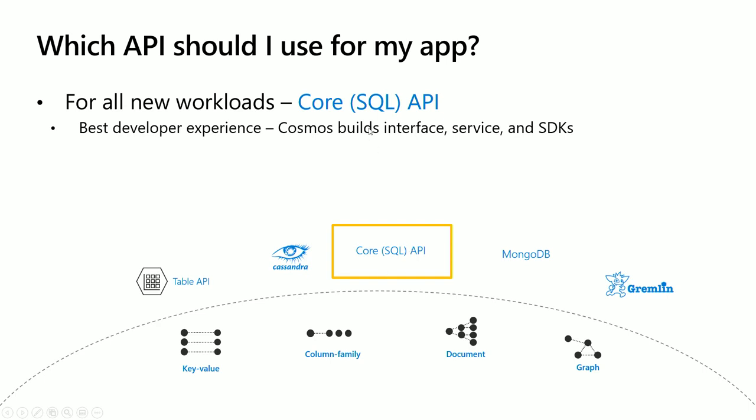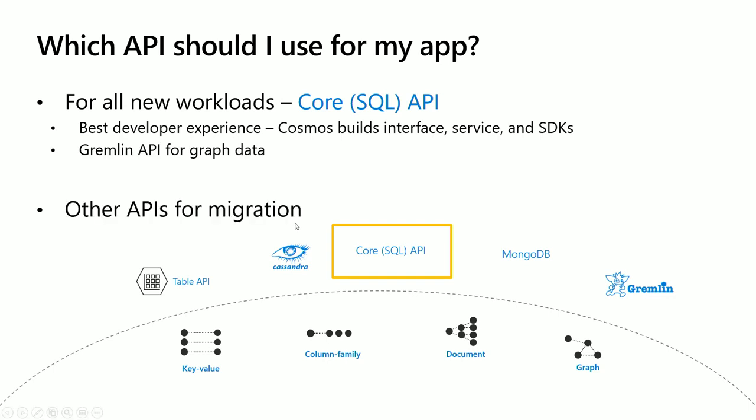The SQL API just refers to using the SQL query language syntax to write queries over your document or JSON data. The other APIs are really there for migration. So if you have existing Cassandra, MongoDB, or Table API applications, and you don't want to rewrite your whole data access layer, but you still want the benefits of Cosmos DB, you can migrate your data and change your connection string. We understand the wire protocol, and then your app can continue running as normal. But really, these are if you absolutely do not want to rewrite your app and just want to do migration.